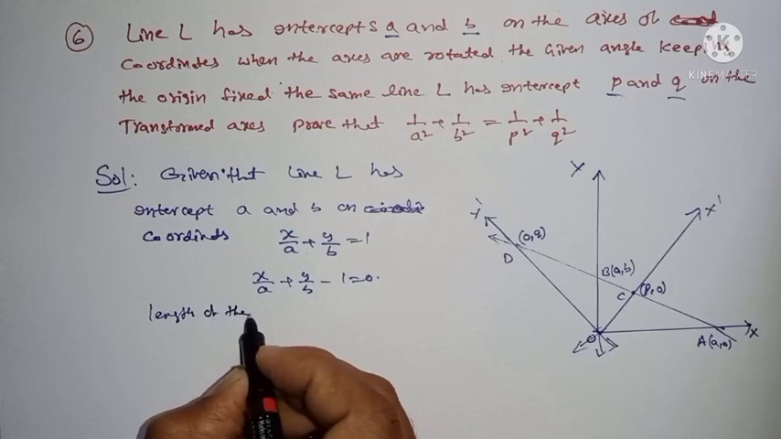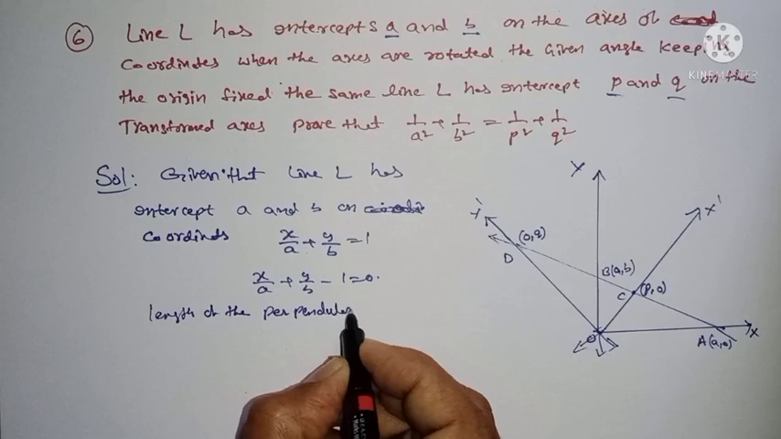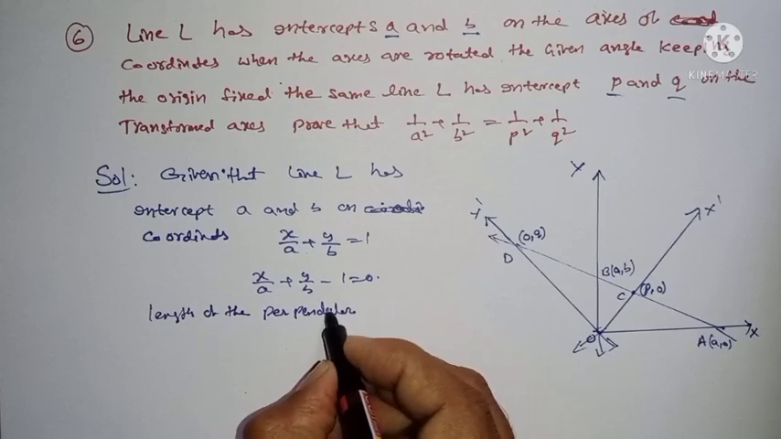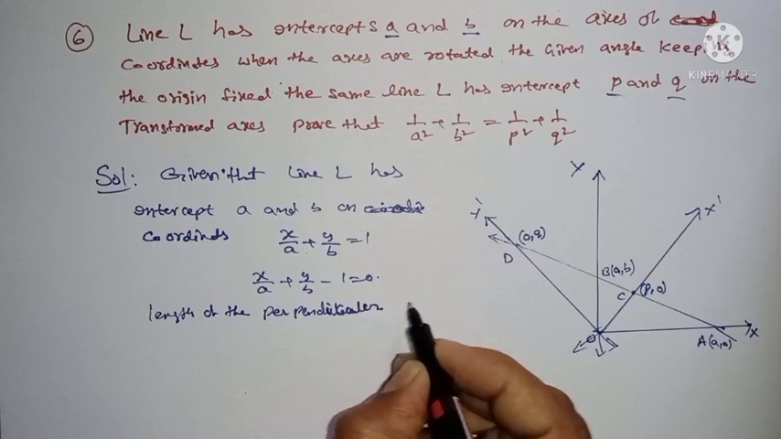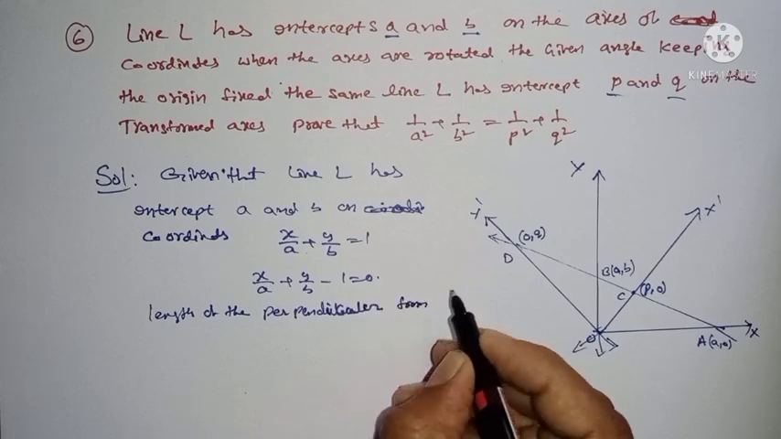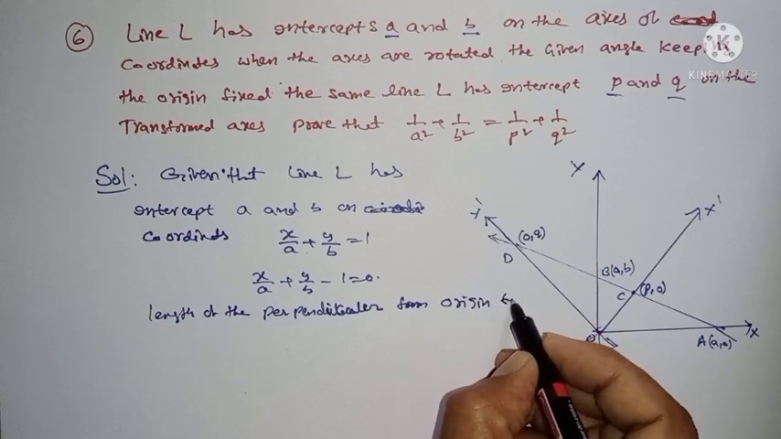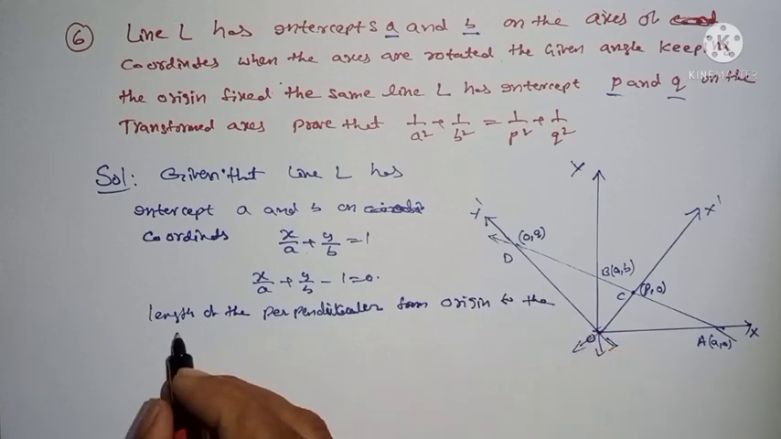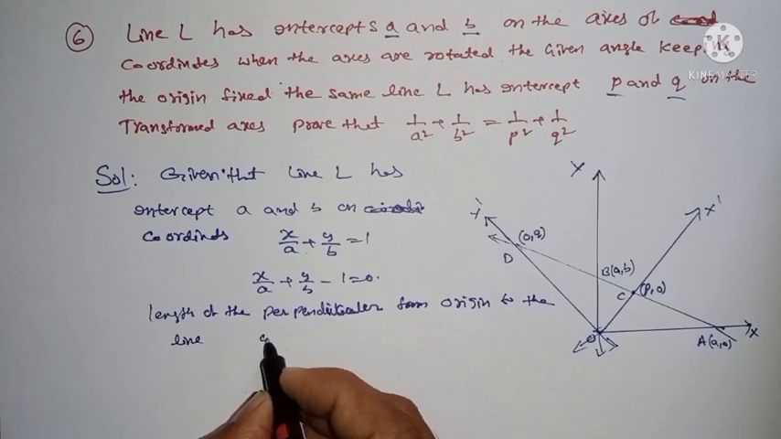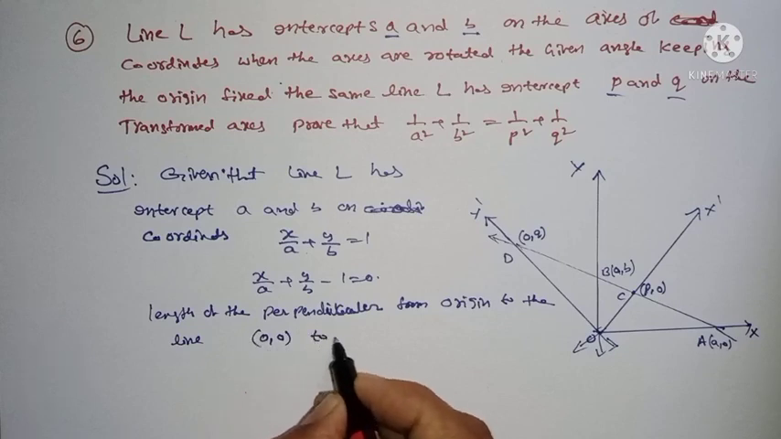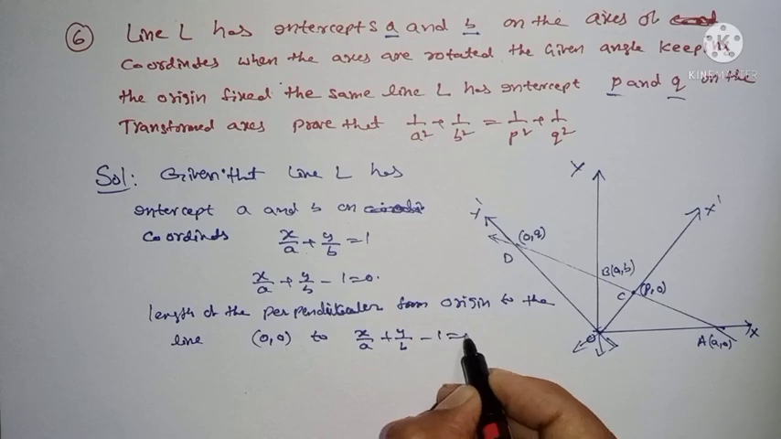Length of the perpendicular from origin to the lines. Line only first, you can write here. Which line is? You can write here: origin means (0, 0) to x/a + y/b - 1 = 0.